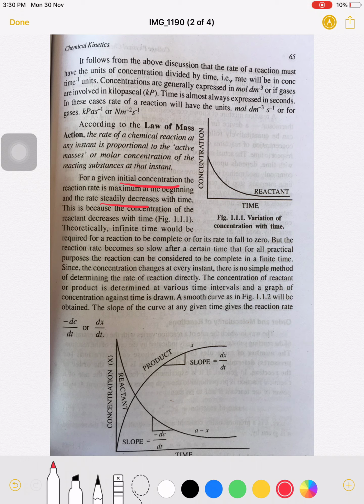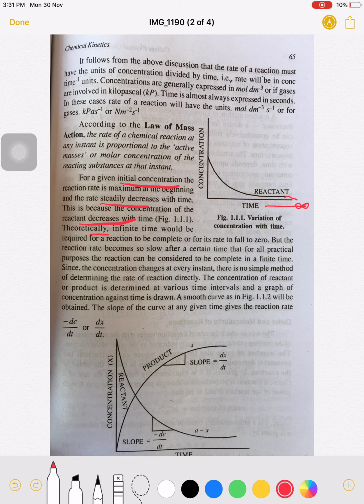This is because the concentration of reactant decreases with time. As we go ahead, the concentration of reactant decreases and the concentration of product increases. Theoretically, infinite time would be required for a reaction to be complete, or for its rate to fall to zero. It means infinite time is required for the concentration of reactant to become zero.